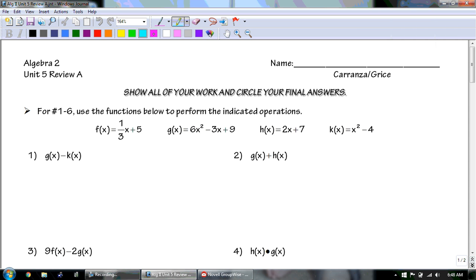Remember to show all your work and to circle your final answers. Okay, so for number 1 through 6, it says to use the functions below to perform the indicated operations. So we have our f of x, we have g of x, we have h of x, and k of x. So number 1 is saying that we start with g of x and then we are going to subtract k of x.